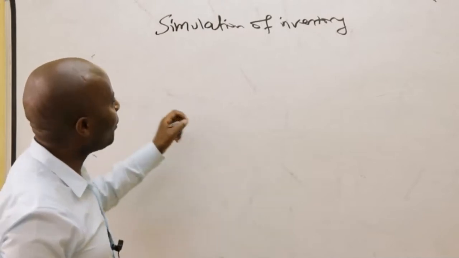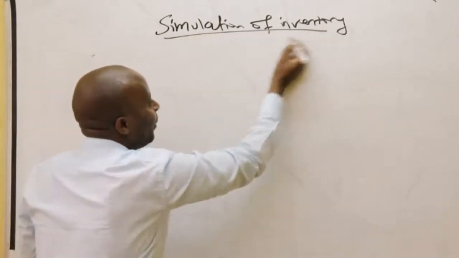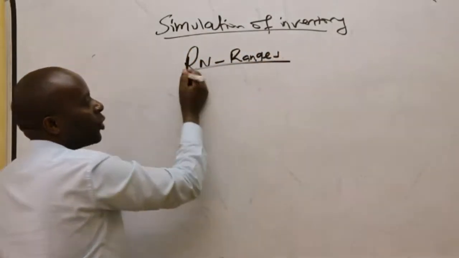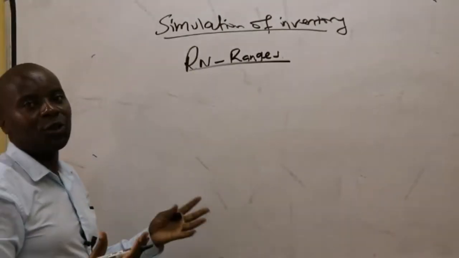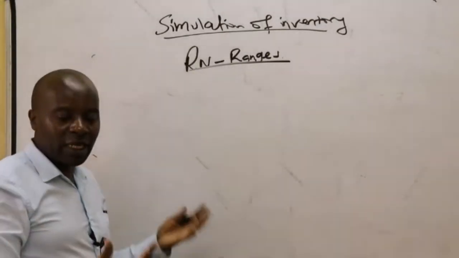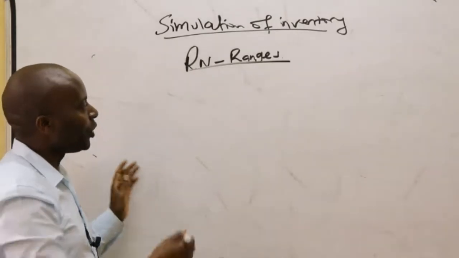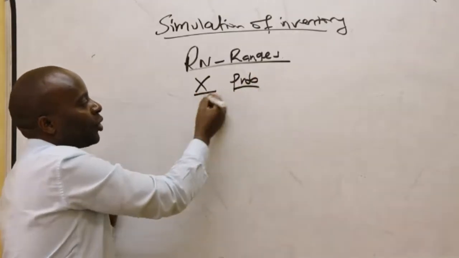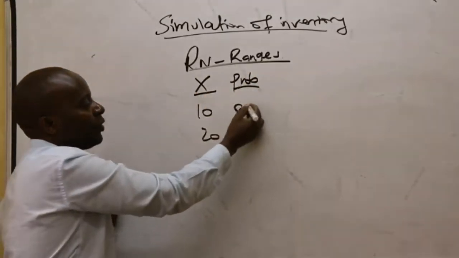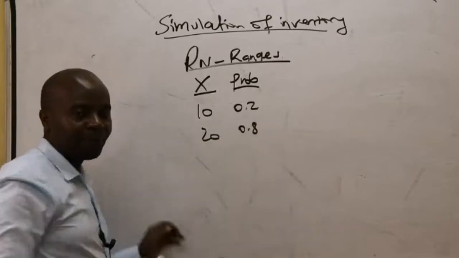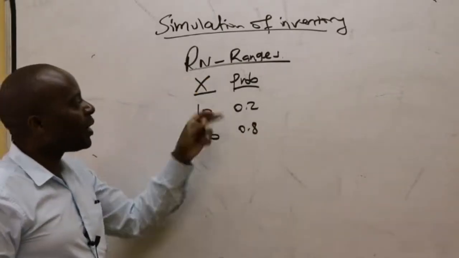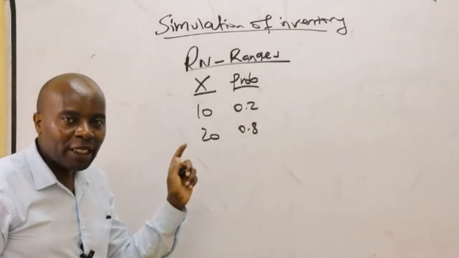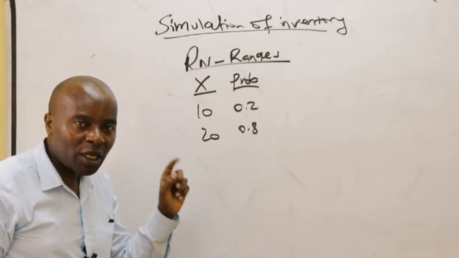Now, the key thing that you're supposed to know under simulation, ladies and gentlemen, is what we call the random number ranges. In section 5, there is nobody who even asks you to define what simulation is. Just know how to get random number ranges. If you're given here, for example, X with 10 and 20, and then they have given us probabilities 0.2 and 0.8. In terms of random number ranges, who can give us the basic steps?